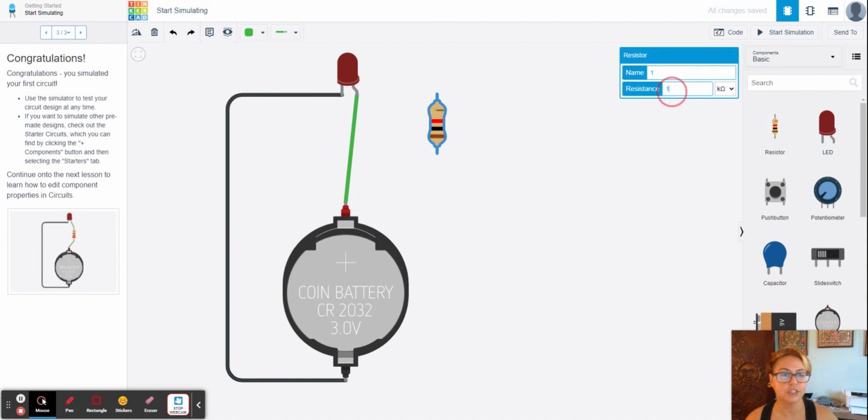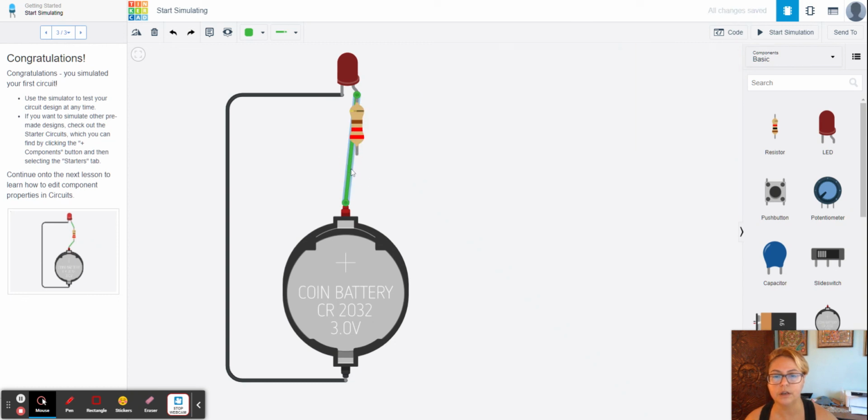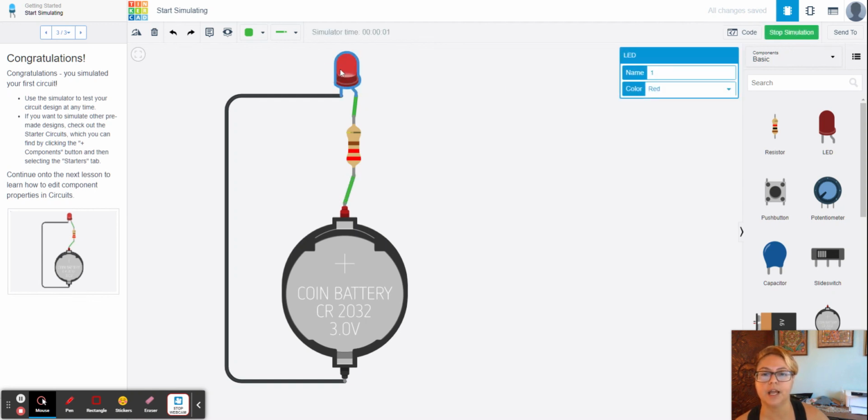So let's put a resistor in. We're going to change the resistance to 220 ohms. That's how resistance is measured. So 220 ohms. We're going to put that here, and here, and here. And now we're going to reduce the current that's going to the lamp, and it's going to make it a lot better. And we don't have to worry about it blowing.